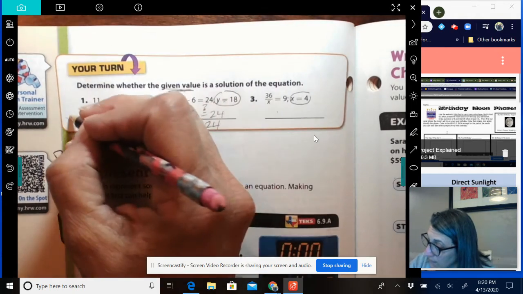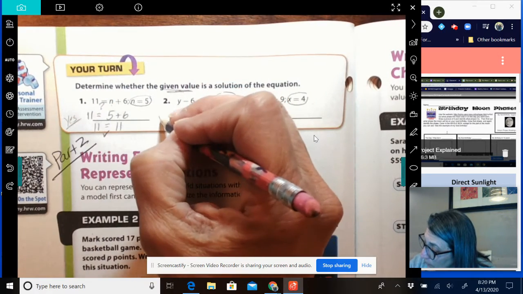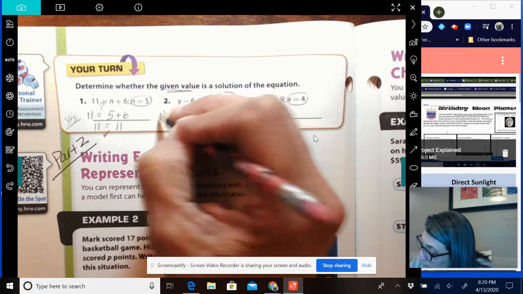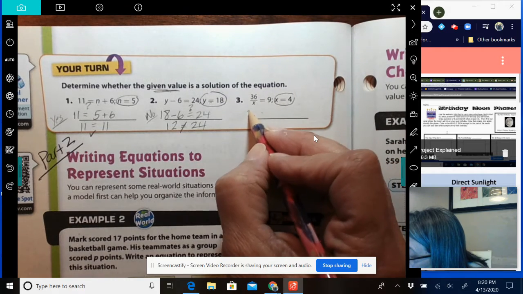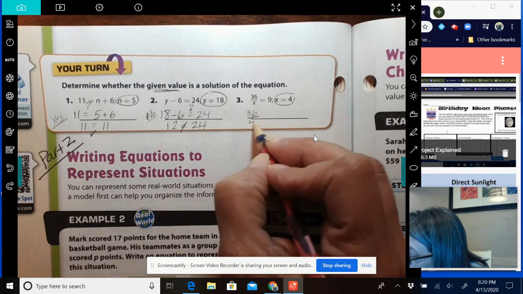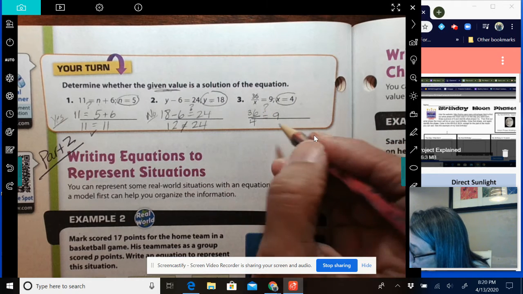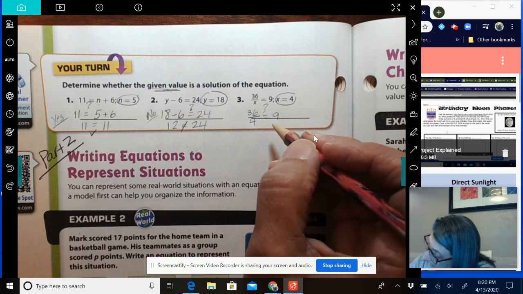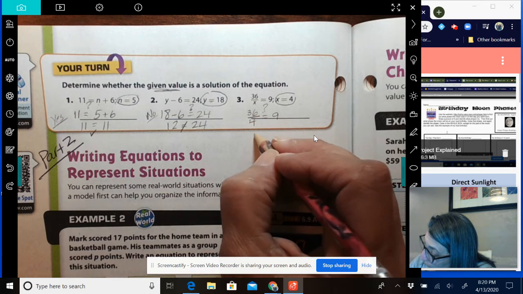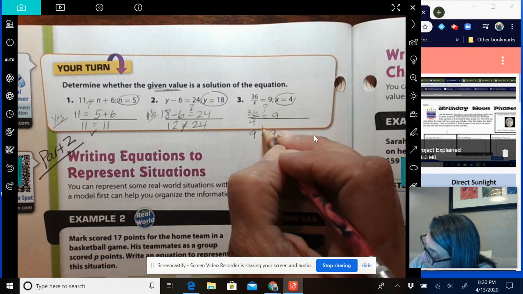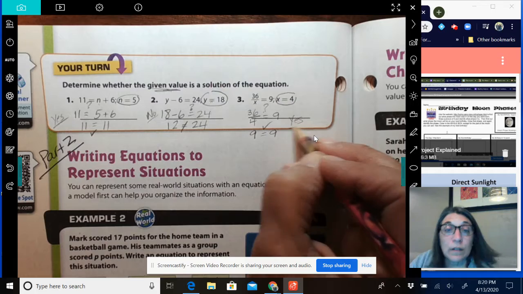This one would be a yes. This one would be a no. Sorry, it should be an N. And then the last one over here, I needed to substitute in 36 divided by 4 equal to 9. And I have a question mark here, right? And then I do my 36 divided by 4 is 9. And so that is a yes solution.